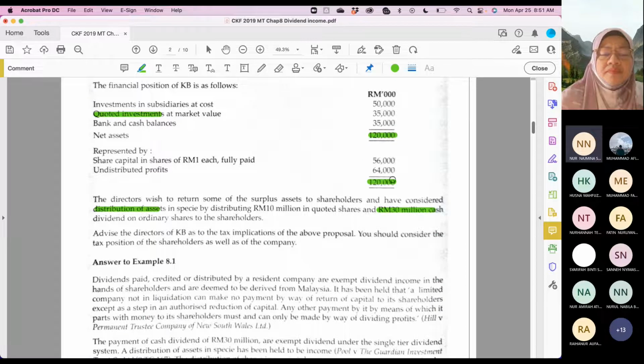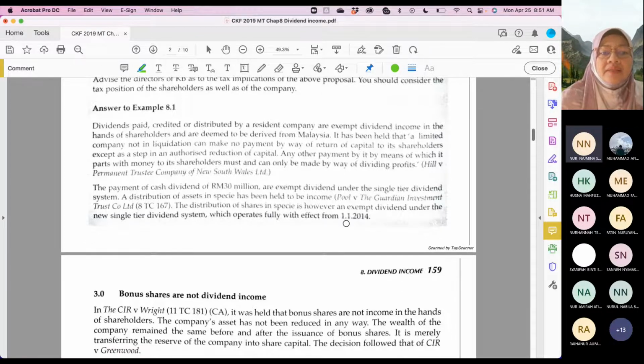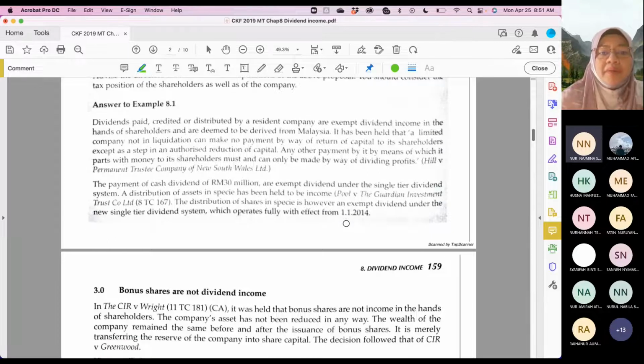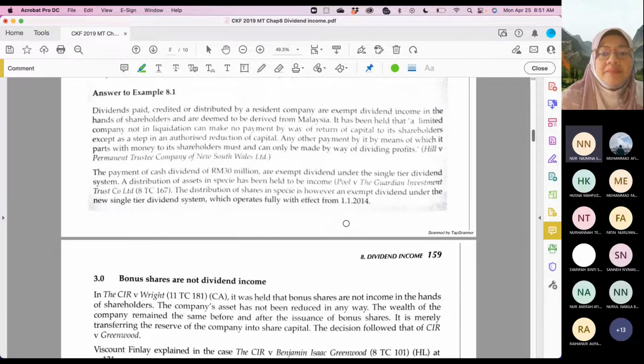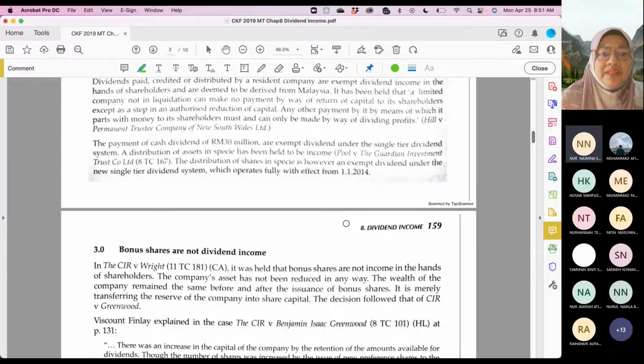So you have to see whether the distribution of asset here to the shareholders will fall under dividend. Dividend paid, credited or distributed by a resident company is exempt dividend income in the hand of the shareholder and is deemed to be derived from Malaysia. It was held that a limited company not in liquidation can make no payment by way of return of capital to its shareholders except as a step in an authorized reduction. Any other payment by means of which it will part with the money to its shareholders can only be made by way of dividing profits. So it says that the payment of cash dividend of 30 million, which is from the quoted shares, is exempt dividend under the single tier system.